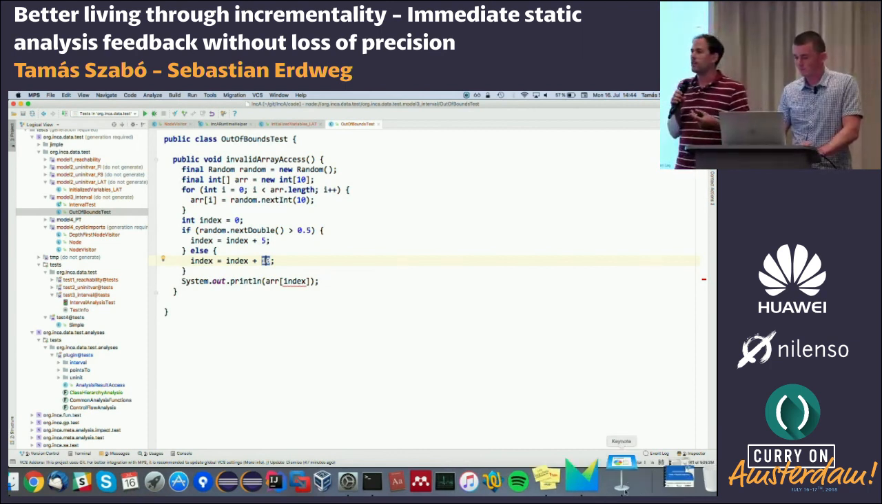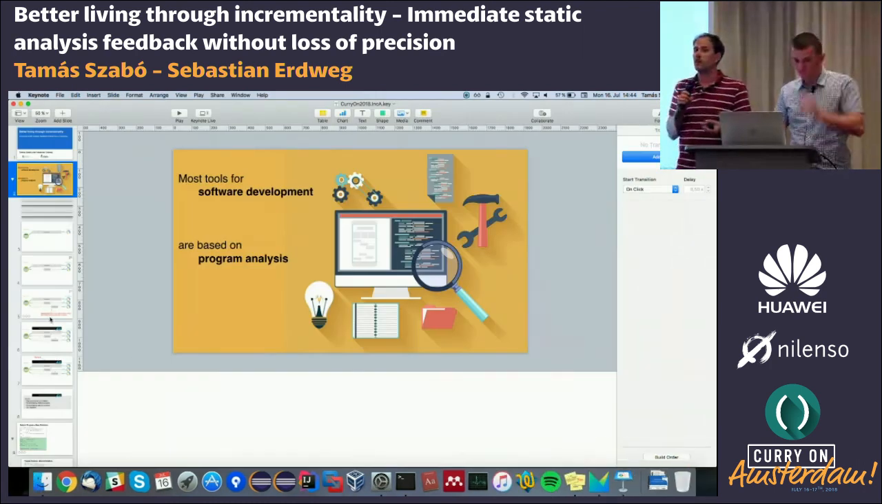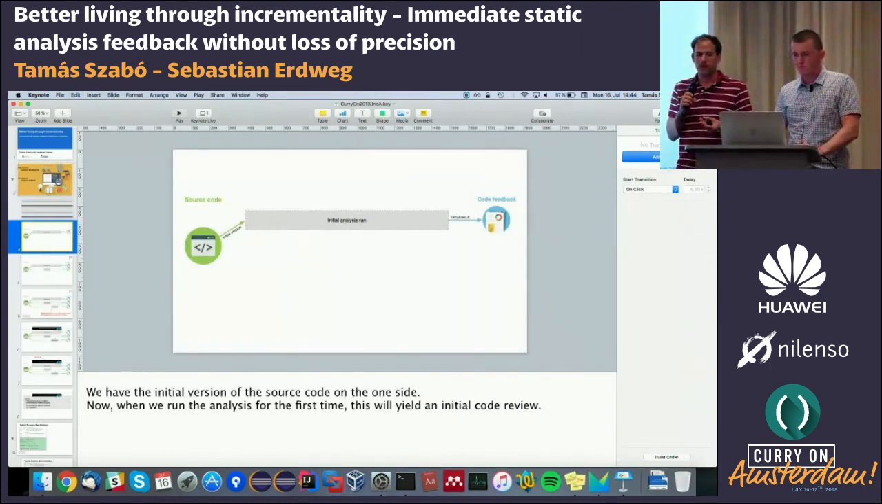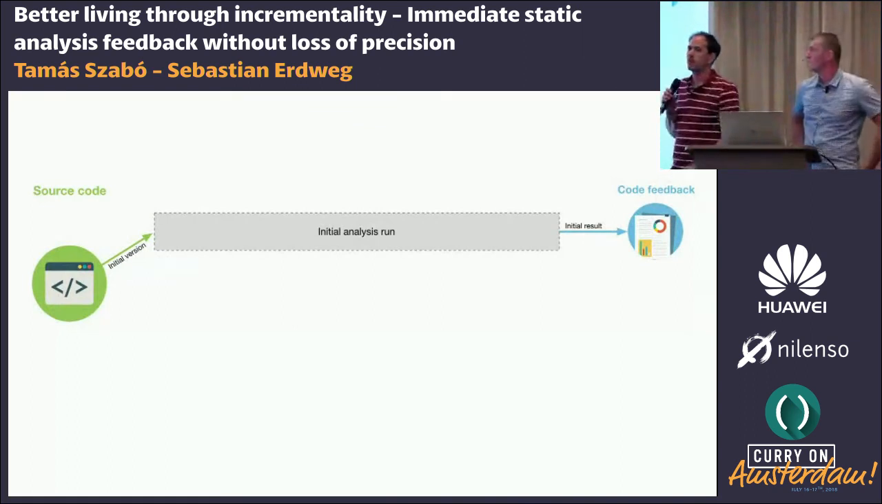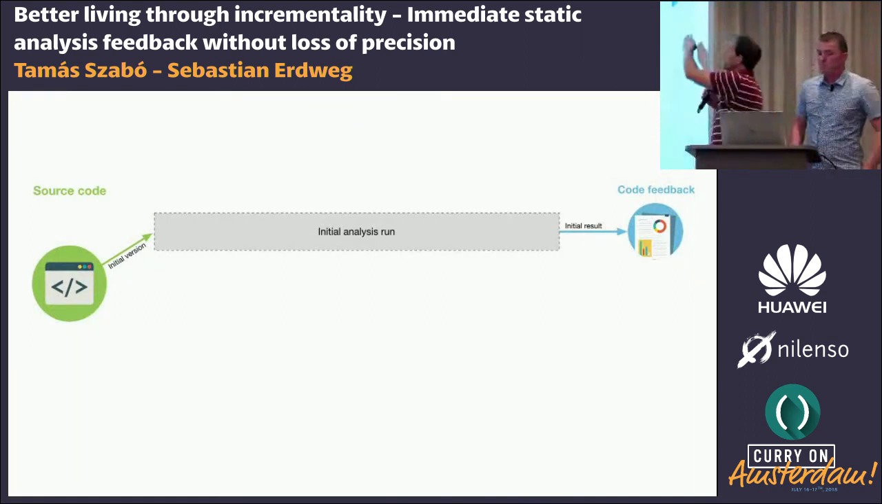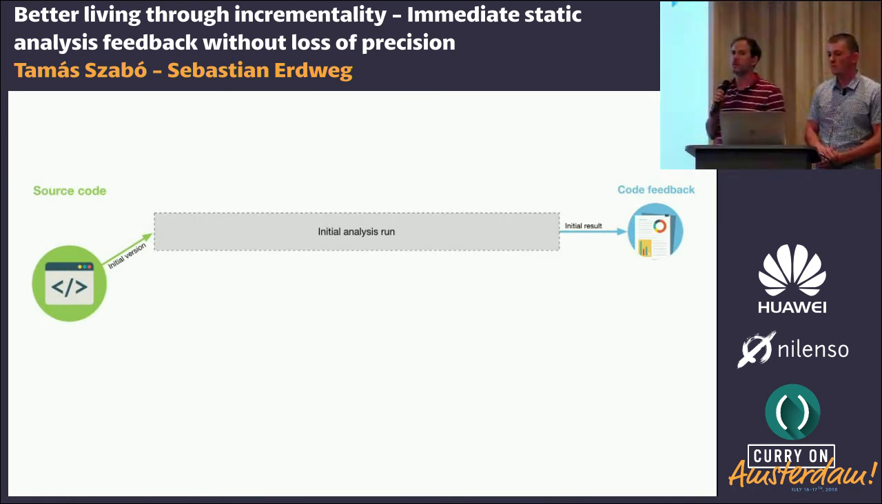And the way that we do this is to incrementalize the analysis. So the basic idea is this. In the very beginning, you have some source code on the left-hand side. What we want to get out is some feedback about that code on the right-hand side. If you don't have an incremental analysis, you're going to basically have the same amount of time after every change.